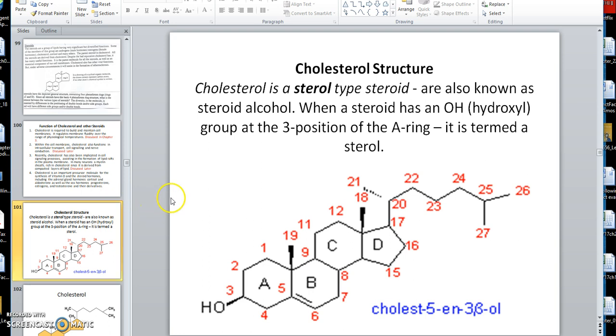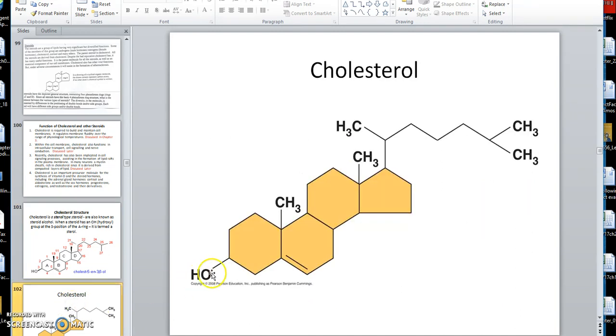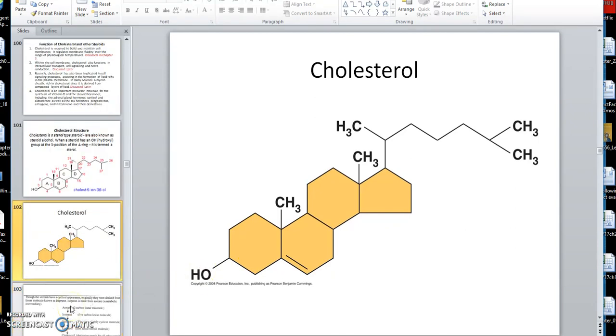In order to be a sterol type of steroid, you must have a hydroxyl group at the 3rd carbon, and cholesterol does. You must have that. So here again is cholesterol to show you, which is a sterol, which is a type of steroid.